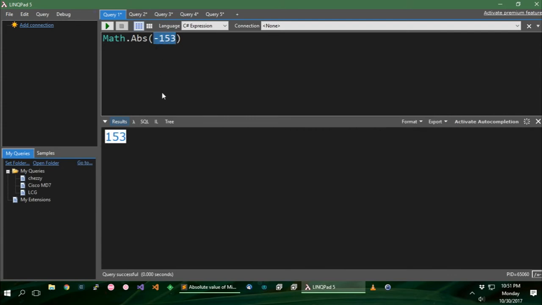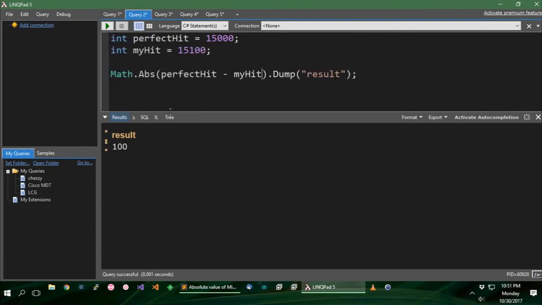So we pass it minus 153, we receive 153 as a result. Now the absolute function is used a lot. For example, in osu!, if we have to hit a node at 15,000 milliseconds, and we hit it at 15,100 milliseconds, we can calculate how far off we are. If we execute this code, we can see that the result of this function is 100. Now if I hit 200 milliseconds later, we can see that it calculates to 200 milliseconds.